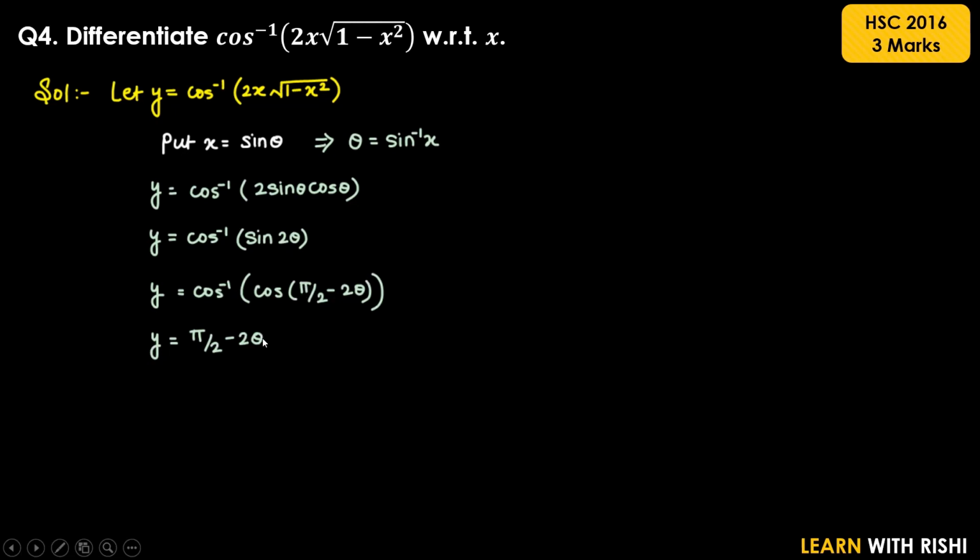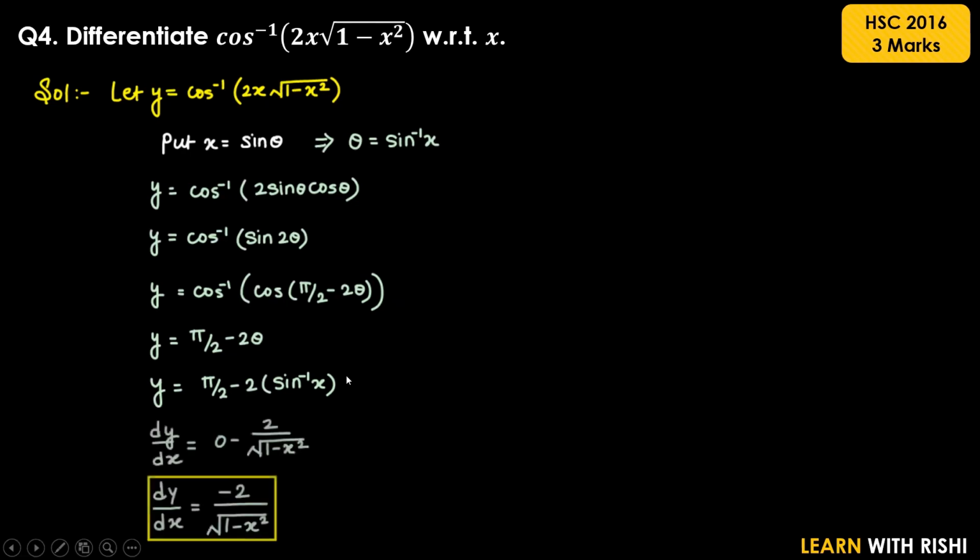Now we'll differentiate it with respect to x, but we don't have any term with x. So we will substitute the theta in the form of x. So theta is sine inverse of x. So y is equal to pi by 2 minus 2 into sine inverse of x.